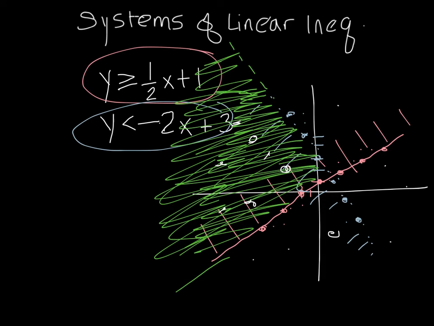So even though this point right here is in the blue shaded region, it's not also in the pink shaded region, so it's not going to be a solution. It has to be only in the green part where they overlap.